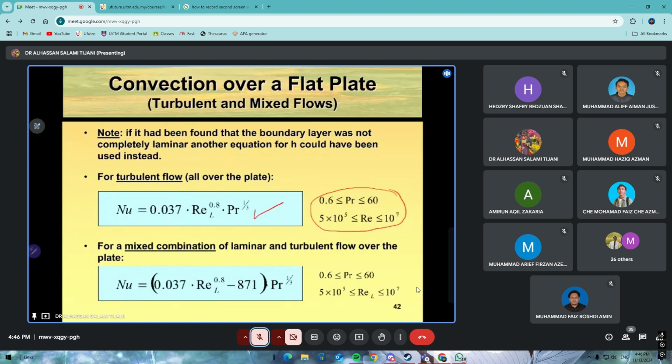And then a mixed flow means that we have, let's say, a flat plate like this, and up to a certain portion of the plate the flow is laminar, after which the flow becomes turbulent. So this is what we call a mixed flow situation. For a mixed flow situation, the appropriate equation to determine the Nusselt number is given by this. And this condition also has to be fulfilled.